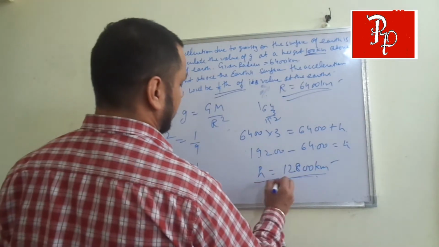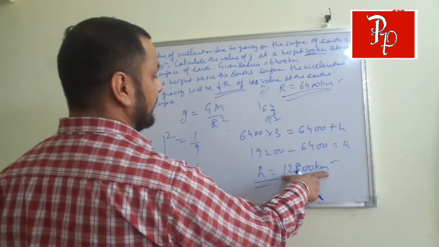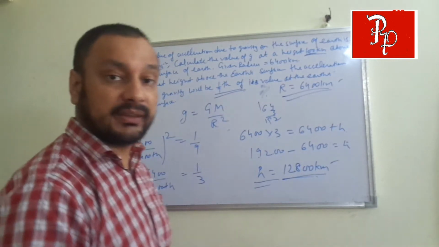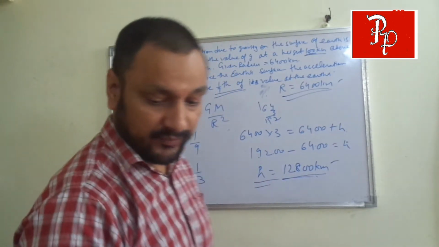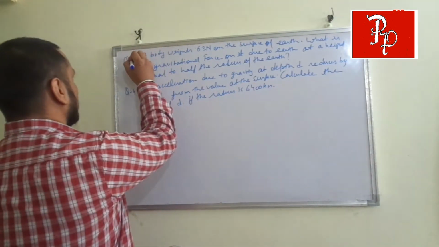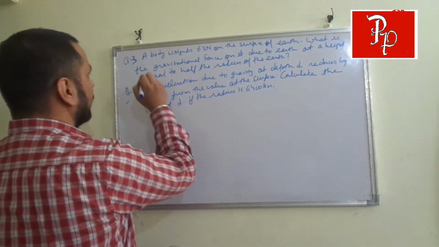So this is the height, and now from this height you can easily determine which formula we should have used. Now, students, numerical number 3 and 4.